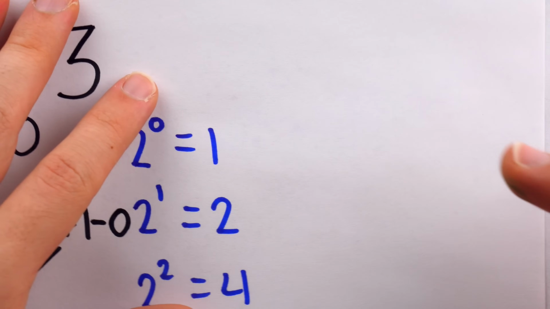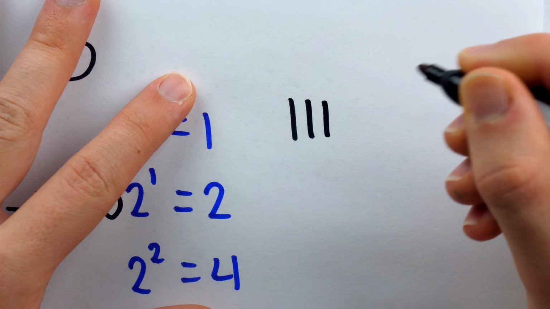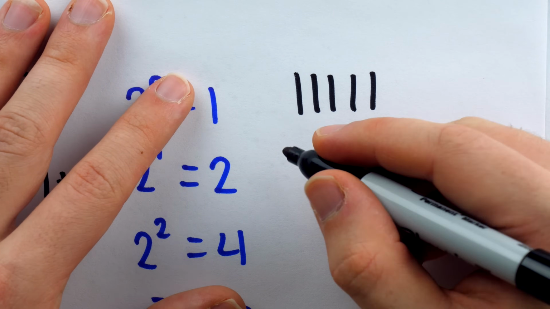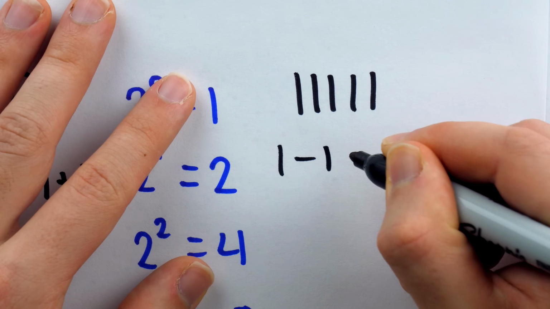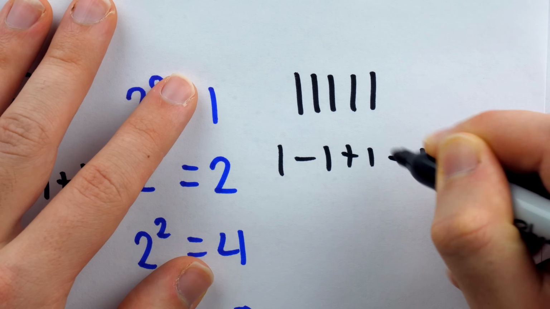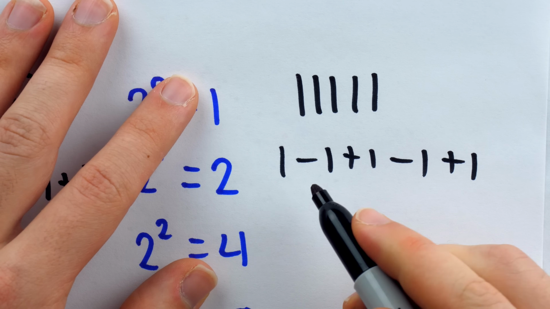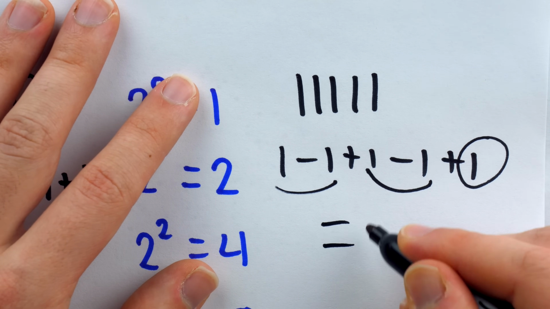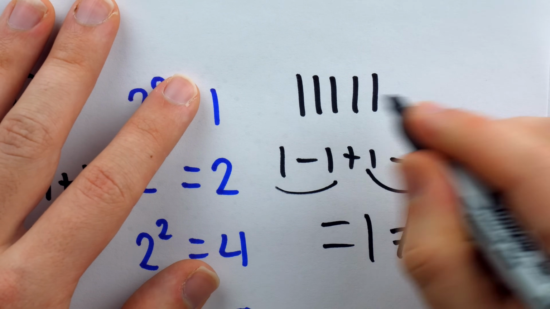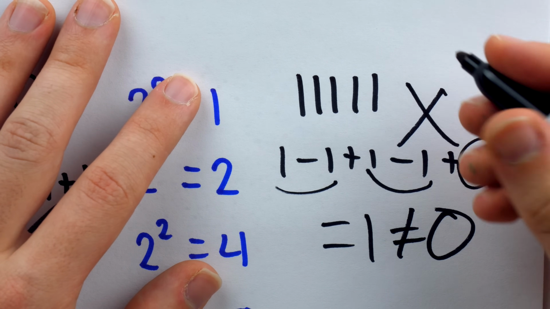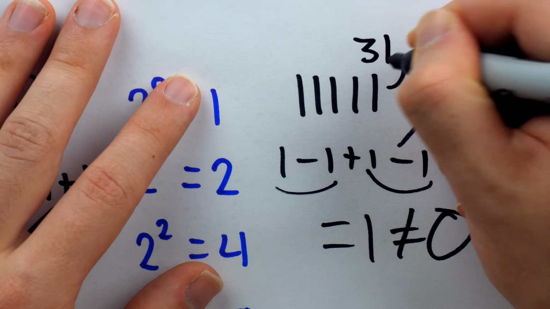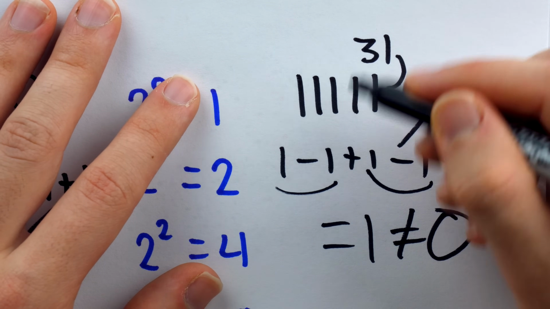This binary number happens to equal 54 in decimal, and clearly 54 is a multiple of 3. On the other hand, if we take this binary number, 11111, if we calculate the alternating sum, this is 1 minus 1 plus 1 minus 1 plus 1, and that is, let's see, 0, 0, 1. This is equal to 1. That's not 0, so this is not a multiple of 3. In fact, this binary number happens to be 31 in decimal form, clearly not a multiple of 3.